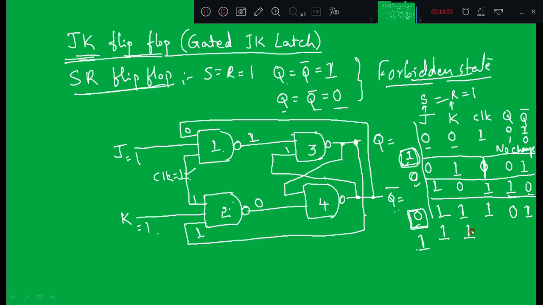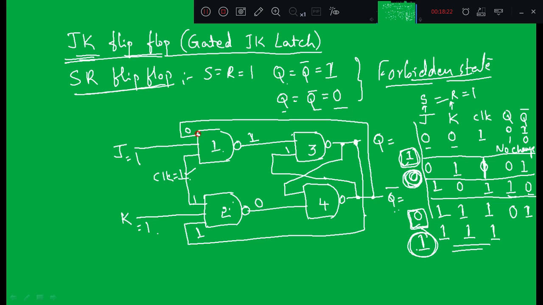Now I will show you what happens if my previous state is 0 1, right? I will keep J and K equal to 1, and then I will apply the control input. What we will get here, we will see now. Okay, so for this set of inputs, this 0 and this 1 will act as the previous state, right? So I'll keep J and K equal to 1, and the control input equal to 1.